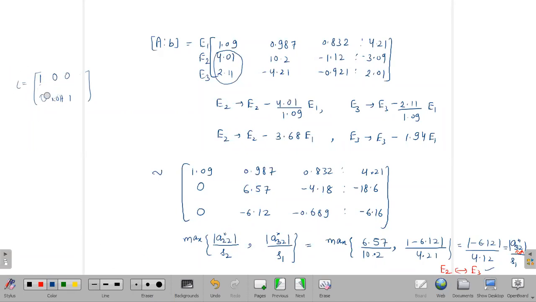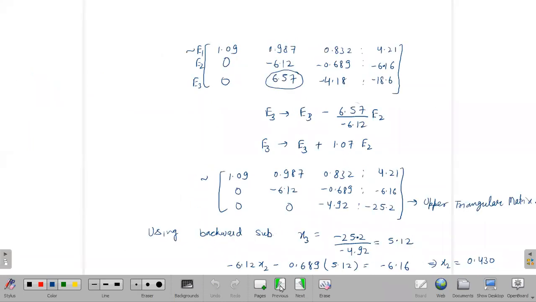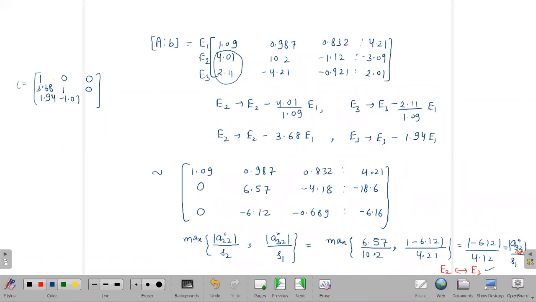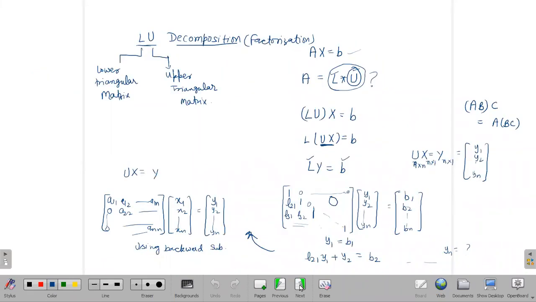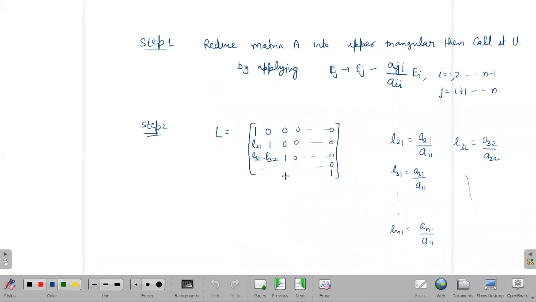If I write the L here for this matrix, then I can write this. Means L will be 1, 0, 0. This will be 3.6810. This will be 1.94. If it is negative, you have to take positive. And this number will be 1.07 with the negative sign. So minus 1.07 with 1. That will give you L. So use the operation that you have used to reduce the matrix into upper triangular matrix. So that will give you L.